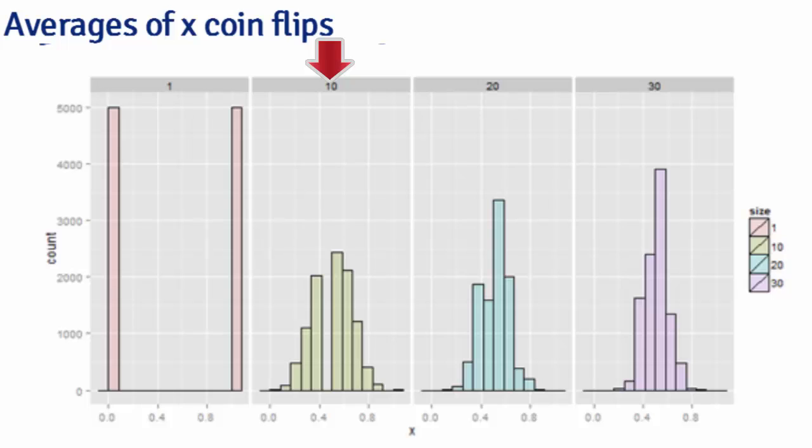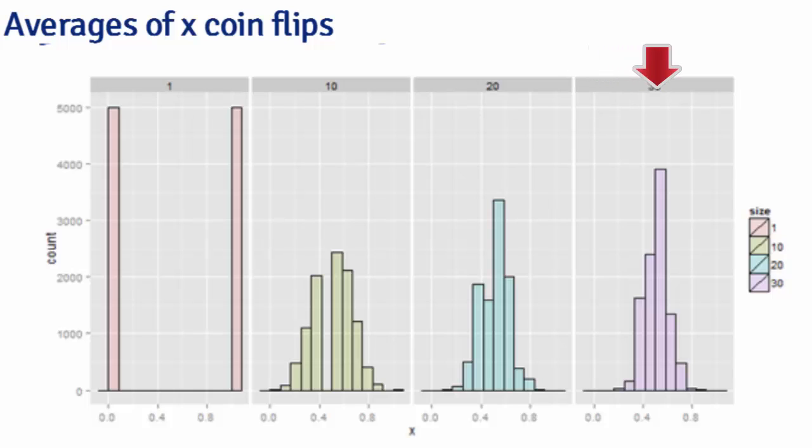Now, what if instead I were to flip the coin 10 times, take the average, and then repeat that process over and over again? Then what my simulation would give me is an idea about the distribution of averages of 10 coin flips. And here I do that for the distribution of averages of 10 coin flips, averages of 20 coin flips, and averages of 30 coin flips.